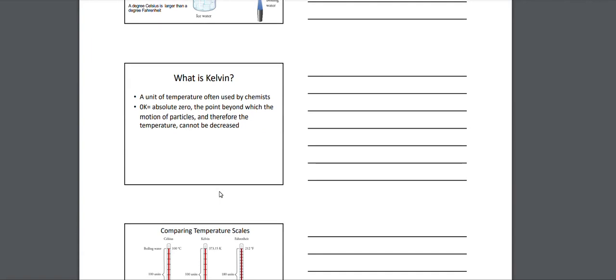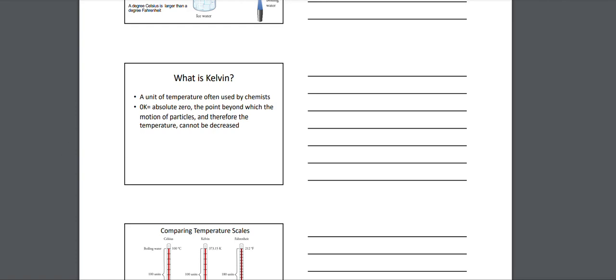When it comes to Kelvin, it's the temperature scale used by chemists. Chemists use Kelvin all the time, especially when measuring the temperature of gases, because those temperatures can be very low. The 0 Kelvin is also known as absolute zero. It is the temperature at which there is no movement, the lowest temperature that can be reached, and there's nothing below that.